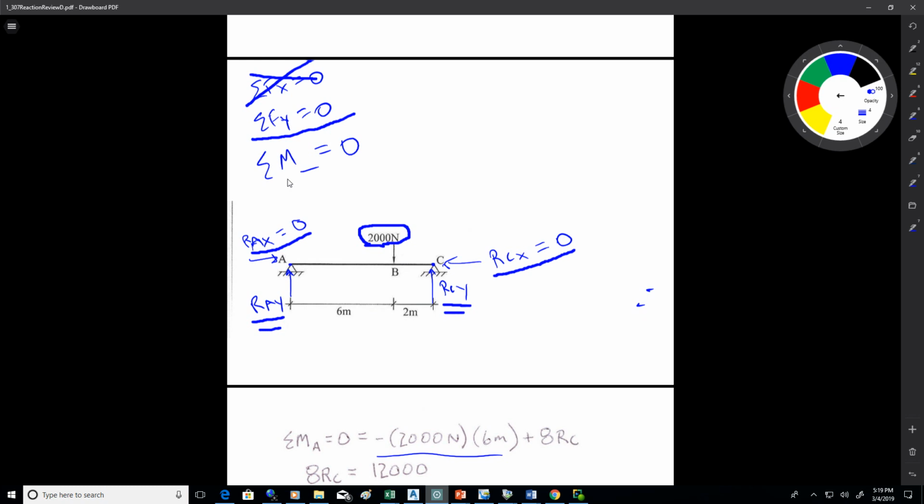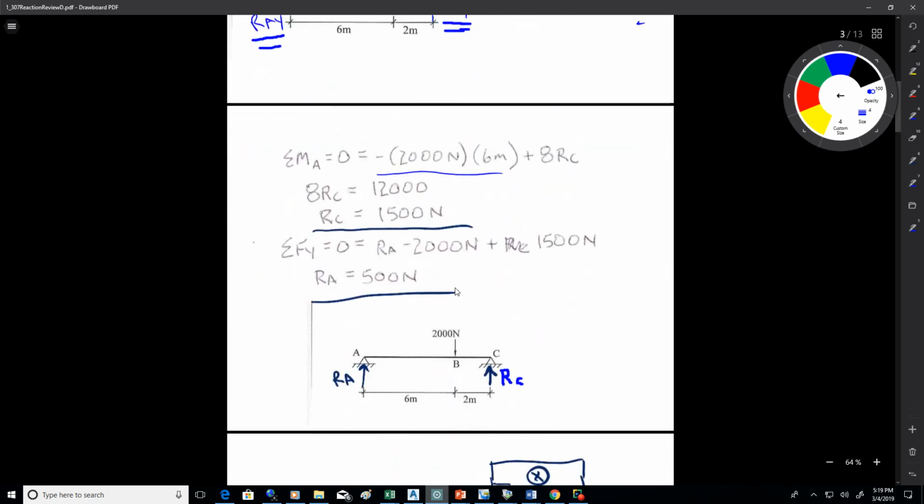All right, so if you give that a bit of thought, what we're going to want to do on this is sum moments about either A or C. The reason for that is if we sum moments about A, we'll eliminate RAY from the equation because it'll have a 0 moment arm. The only thing that will be involved then is RCY. So if I take sum of moments about A, I can solve for RC.